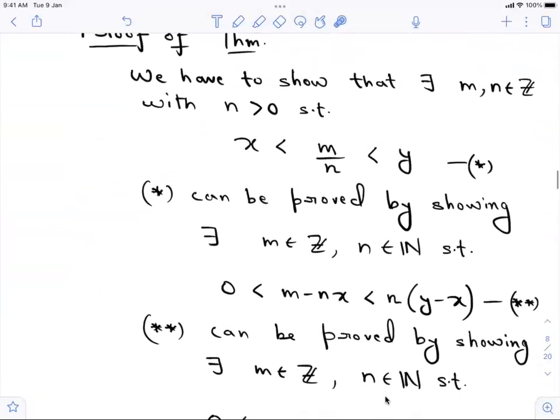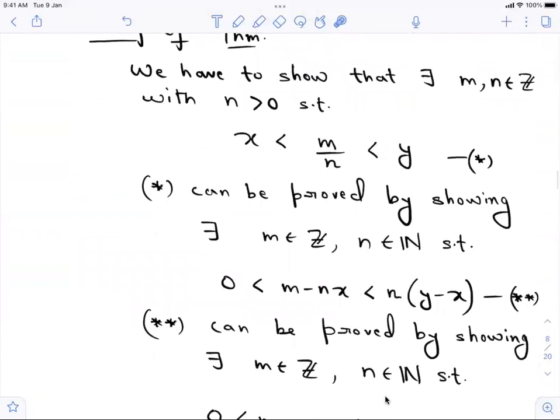Okay, so proof of the theorem. I have to show that given any two real numbers x and y, I can find a rational number between them. That means I have to find some m by n in between x and y. That means I have to find some integer m and some integer n, with n of course not equal to 0, such that m by n lies between x and y. And here I'm going to make the extra assumption that n is a natural number.